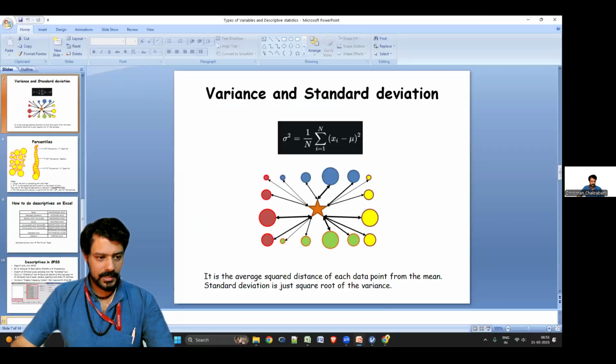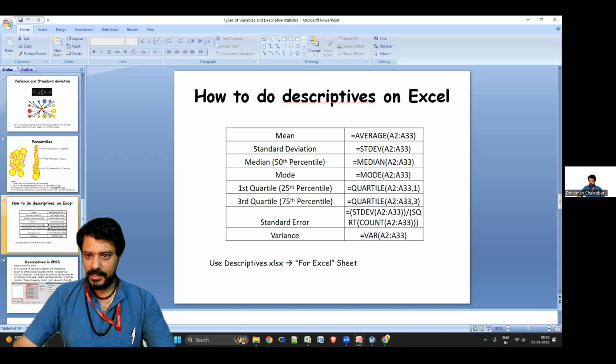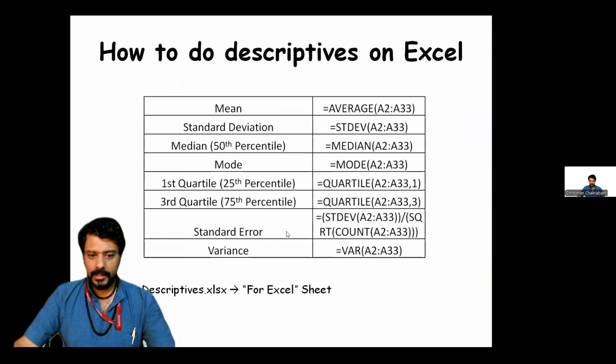So I think with this we have covered the most common ways of representing the descriptives of data. Now I'll give you a brief idea about how to do these descriptives in Excel. These can be done very easily in Excel, but mostly you won't end up doing it in Excel. You'll most likely do it in some statistical software, but I'll still show you how to do it.